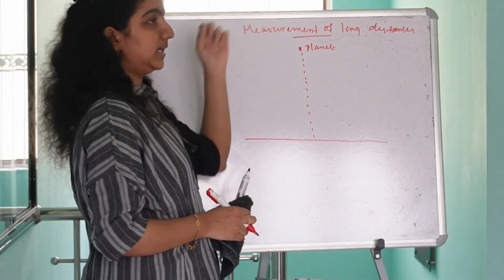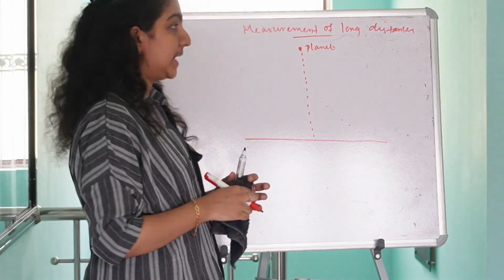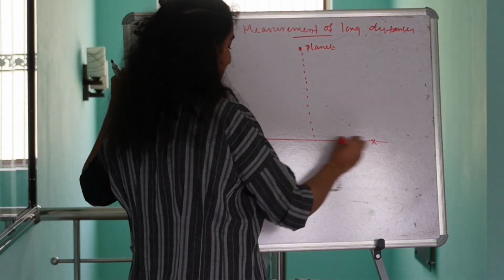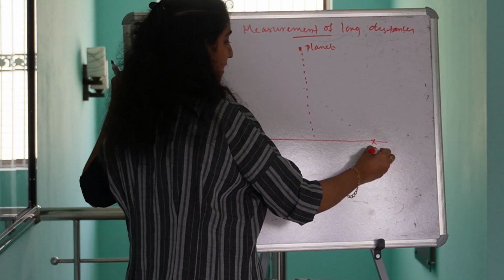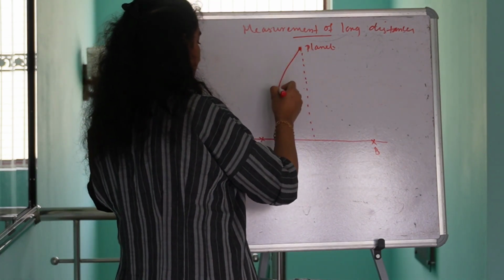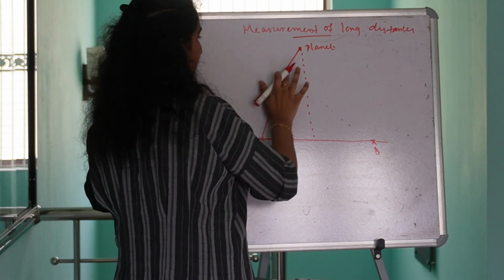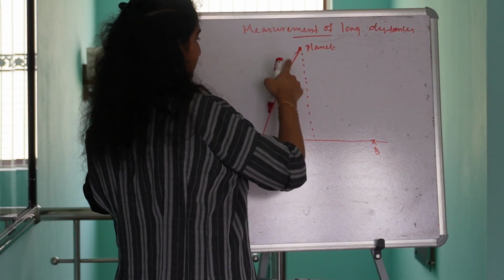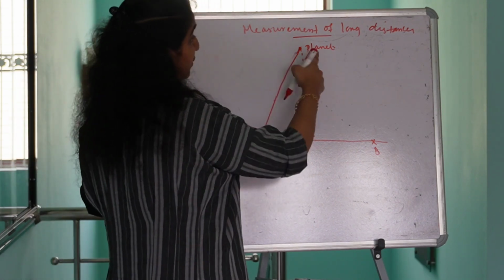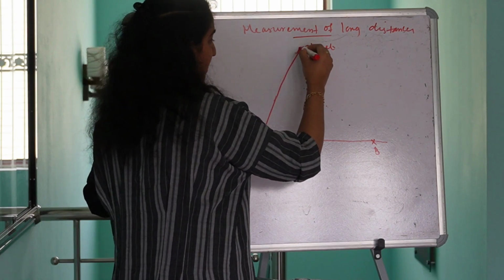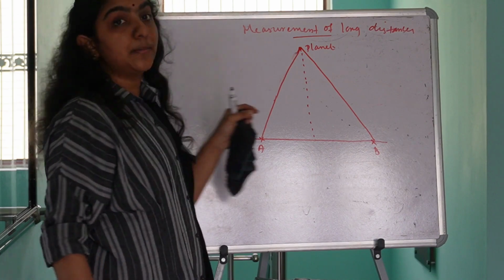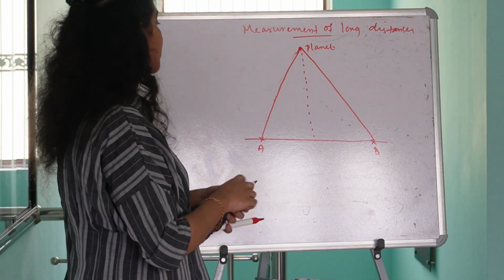But instead of measuring it directly, I am going to measure the angles. Isn't it? Yes. So I am selecting two points. Let it be A and B. Now I am viewing the planet from A at some angle alpha. I am viewing the planet from point A at some angle. Again I am viewing the same planet from another point B at some other angle. Is it clear up to this?